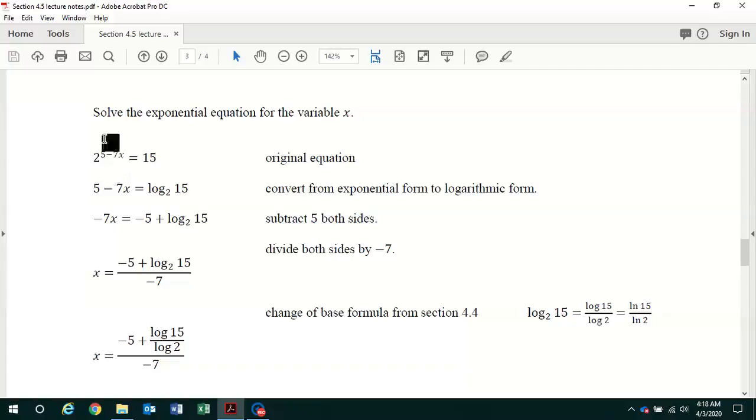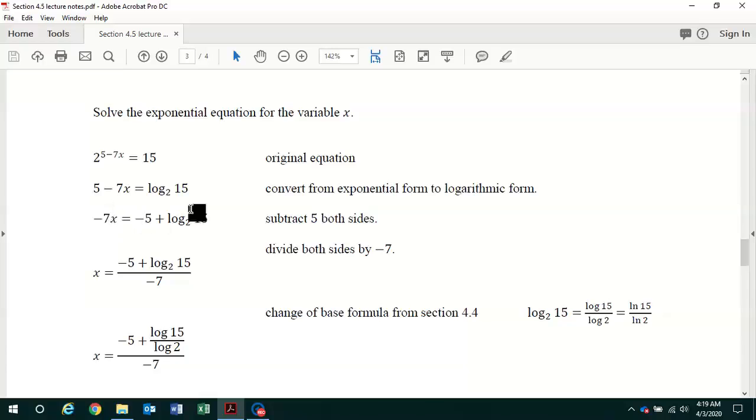So the exponential is already isolated on the left hand side, so we don't have to isolate it. And so the first method in solving this equation, we're going to go from exponential form to logarithmic form, right? We learned how to do that back in section 4.3. So in our exponential equation, 5 minus 7x is the exponent, 2 is the base, and so the exponent 5 minus 7x is equal to log base 2 of 15.